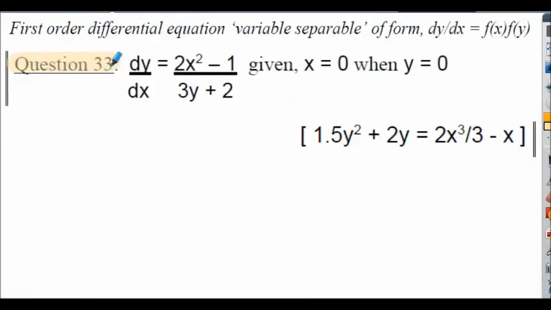Here's question 33. dy by dx is equal to (2x squared minus 1) divided by (3y plus 2), and we're given an initial condition that x is equal to 0, y is equal to 0. Here's the solution we're trying to obtain. I encourage you to pause the presentation, attempt question 33, then check the full worked solution shown on the following slides.